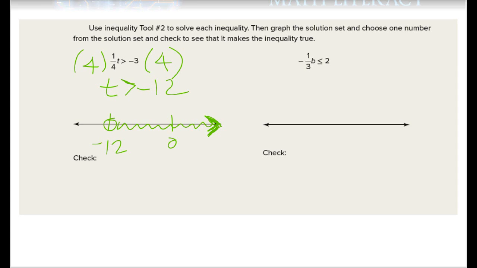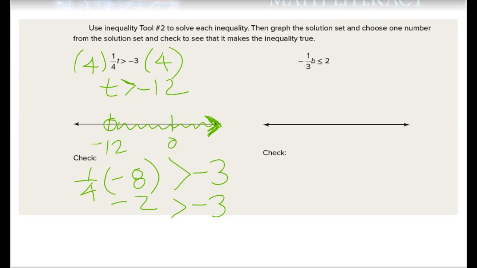I'm just going to try 1/4 times -8. I could have tried -11, but hopefully you'll see in a moment why I didn't. -8 is greater than -12, so it meets our criteria, and we want to know, is that greater than -3? Well, 1/4 times -8 is -2, and yes, -2 is greater than -3.